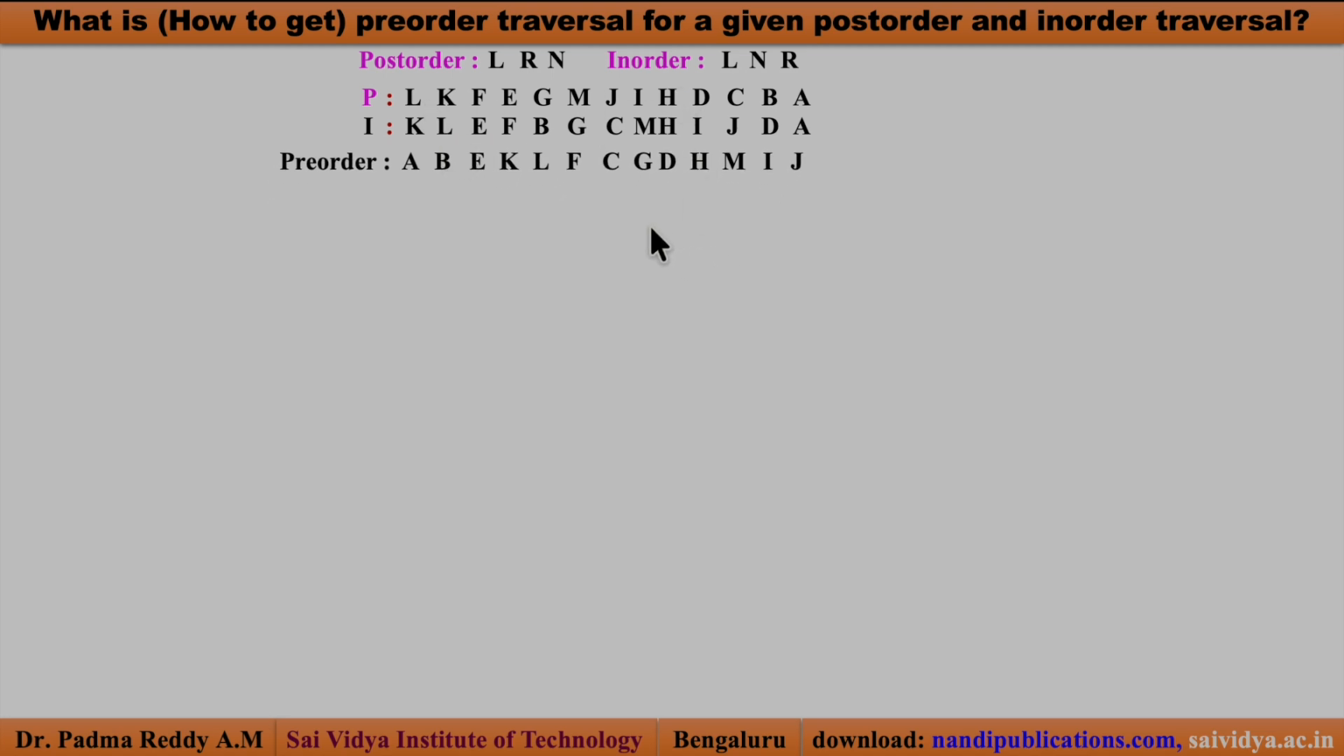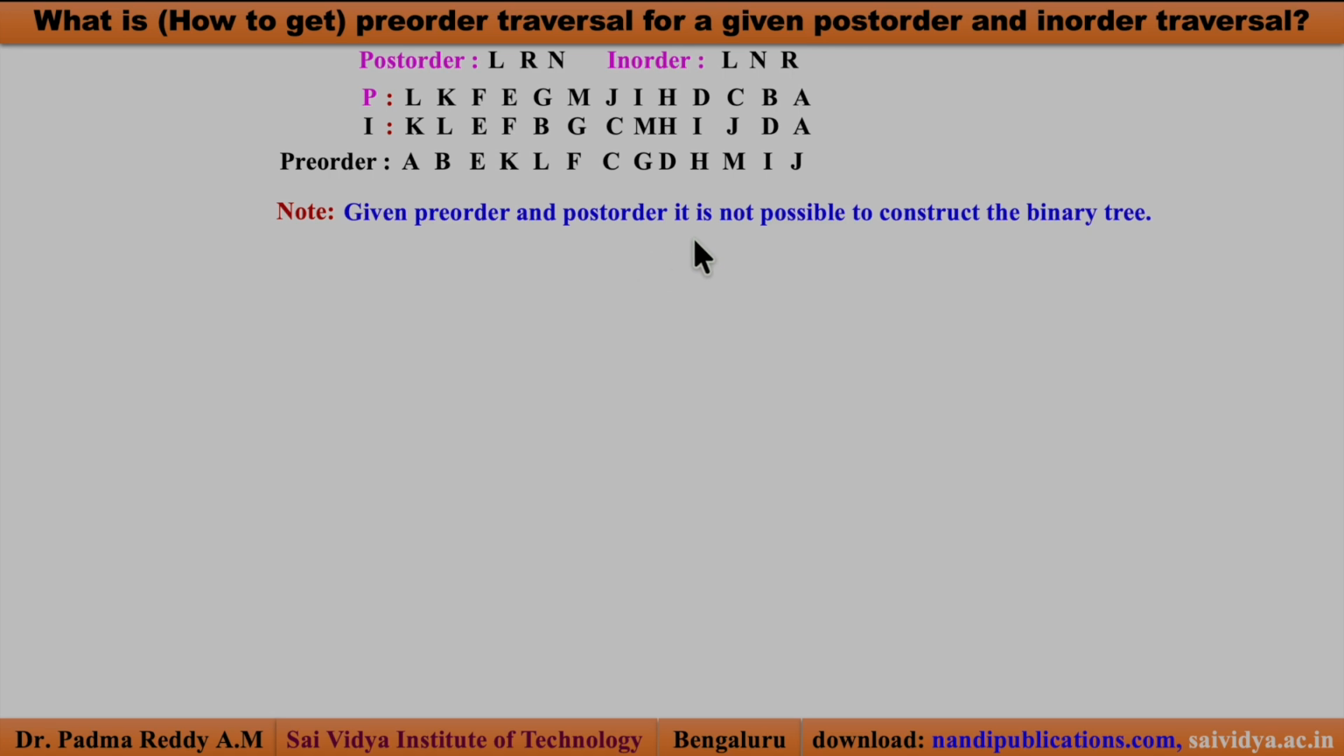Now we have completed how to construct a tree and how to get a pre-order given its post-order and in-order traversal. And one more thing you observe, given pre-order and post-order, it is not possible to construct the binary tree. In-order must be there. Either pre-order should be given or post-order should be given, but in-order must be there. If in-order is not there, just if they give pre-order traversal and post-order traversal, it is not possible to construct the binary tree.